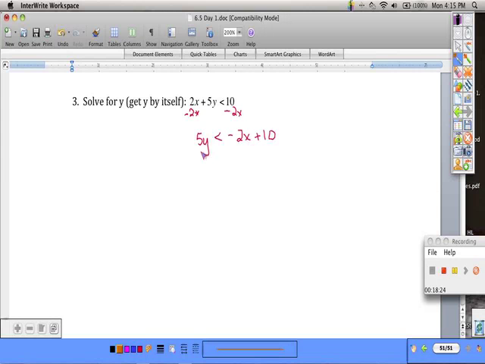And then y still isn't by itself. I have to divide by 5. Well, I divided. But since I'm dividing by a positive number, the inequality stays the same. I'm left with negative 2/5 x plus 2. Now you might ask, why do I split it up like this? I'm putting it in a slope-intercept form, essentially, is what's happening here. The slope of this line would be negative 2/5, and the y-intercept is positive 2.